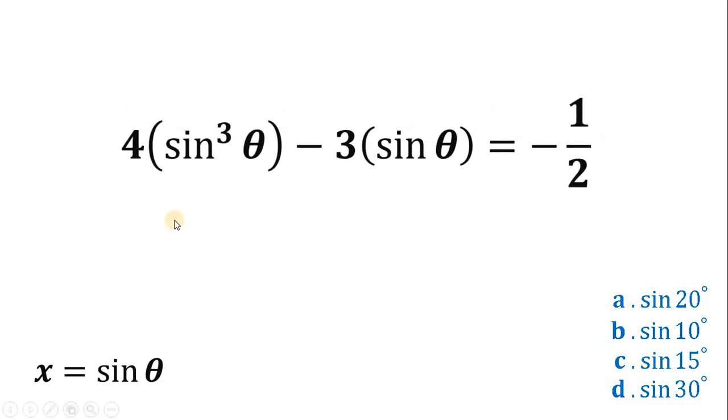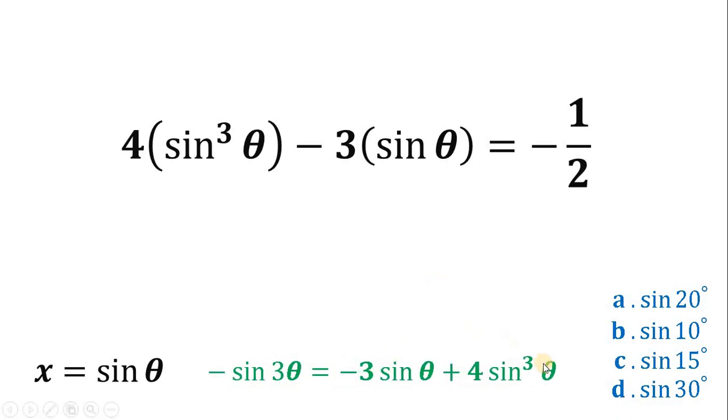And then, take note of the expression on the left-hand side. We have 4 times sine cube of theta minus 3 times sine theta. This is familiar because in trigonometry, we have a triple angle formula. Take note that sine 3 theta is equivalent to 3 times sine theta minus 4 times sine cube of theta. This is very similar if we multiply this identity by negative 1 like this.